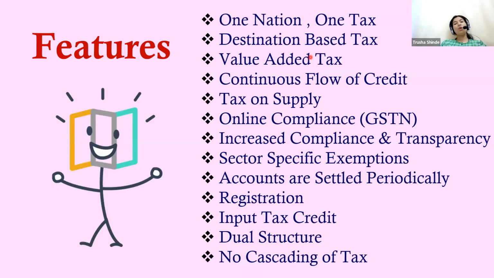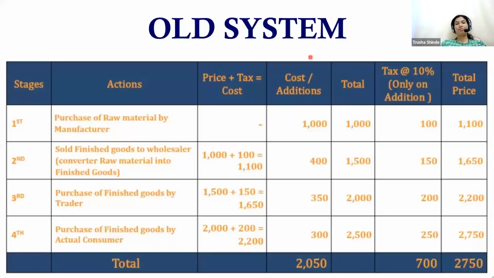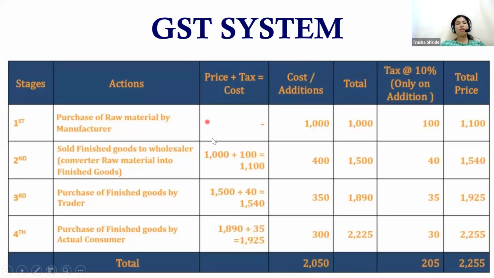Then coming to your value added tax. Now, if you could see this part, here you can see the actions which have been taken, the prices and the tax, the cost additions and the total, and what exactly the rate of tax is, and the end price. Let's consider this example. A manufacturer is purchasing a raw material.